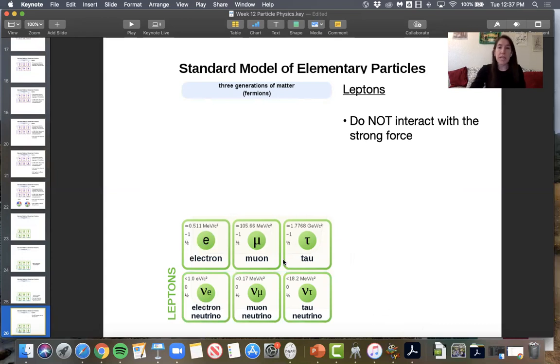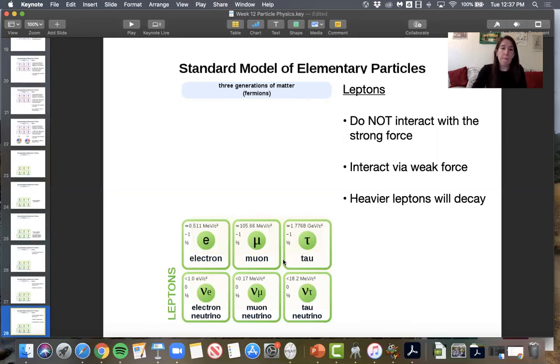So leptons, all of these guys in green, don't interact with the strong force, which is to say there's no gluons holding them together. Instead, they interact with something known as the weak force. Heavier leptons, especially the tau, will decay very, very rapidly.